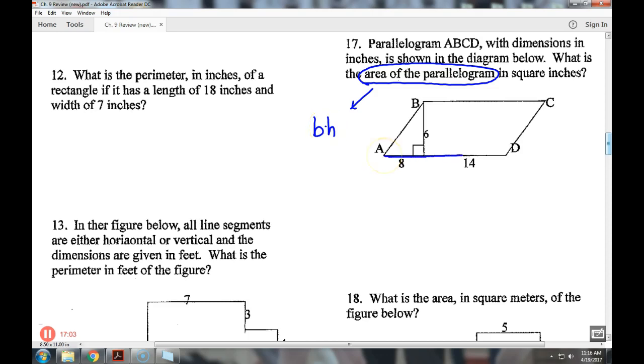Well, here's the base. So I have to add 8 plus 14 together. That's 22, the base. And then the height is 6. So 22 times 6, that's 120, plus 12, that's 132. And we're just talking inches squared because it's an area. All right, moving on down.